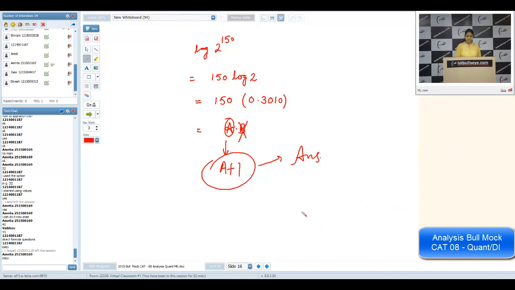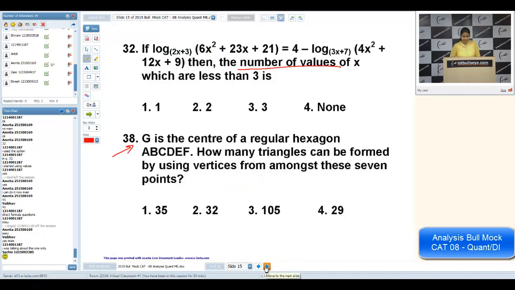Hitesh, do you have any direct formula for this? I'll be obliged if you share this formula with us. Okay, thank you, Hitesh. Okay, now come to the 38th question. Yeah, any problem in this question?